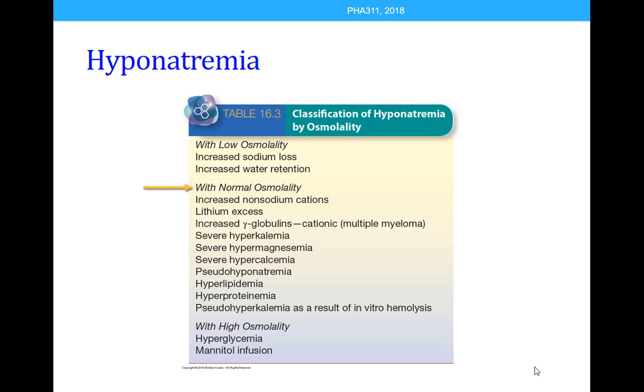Then you can have hyponatremia with high osmolality. This is a case of hyperglycemia in diabetic patients, a lot of glucose. Sodium is lost, but there is so much glucose that osmolality actually has gone up above the normal limit. So, you can have hyponatremia with hyperosmolality.